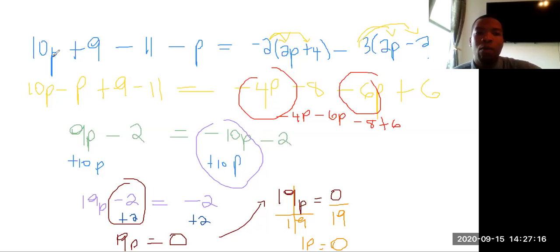So just to recap, we had to combine like terms, do the distributive property, simplify, and then once we've done that, then we move these variables on each side or whatever side so that we could have p by itself to say p is equal to 0.